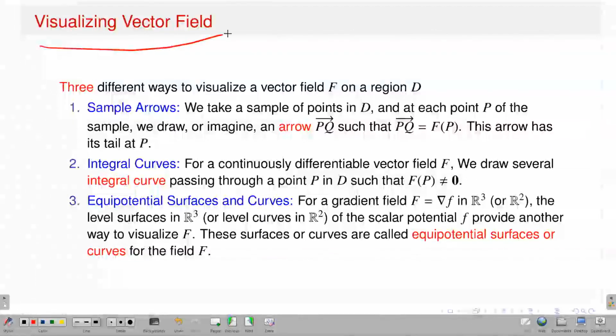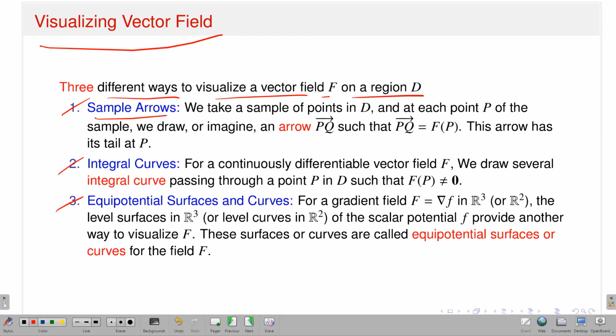Now I can visualize my vector field in 3 ways. What are the ways? One is sample arrows. The second one is integral curves, and you can calculate integral curves. And the third one is equipotential surfaces or curves. So that's why I have written 3 different ways to visualize a vector field capital F on a region D. The first one is sample arrows.